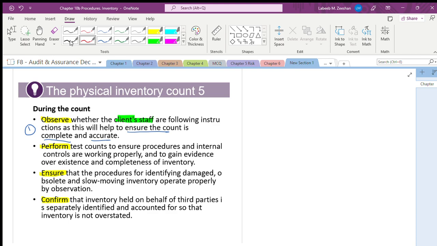Perform test counts to ensure procedural and internal controls are working. Performing test counts means we are counting on a sample basis, to make sure that there is existence, and there is completeness.